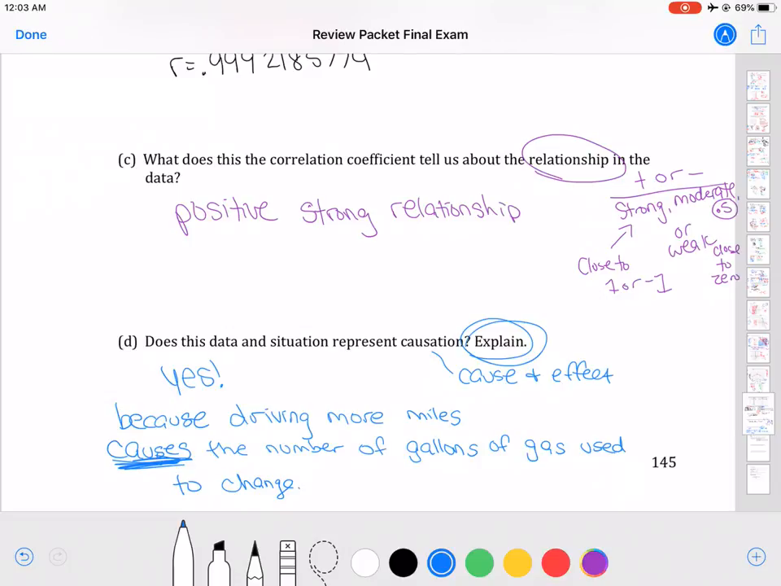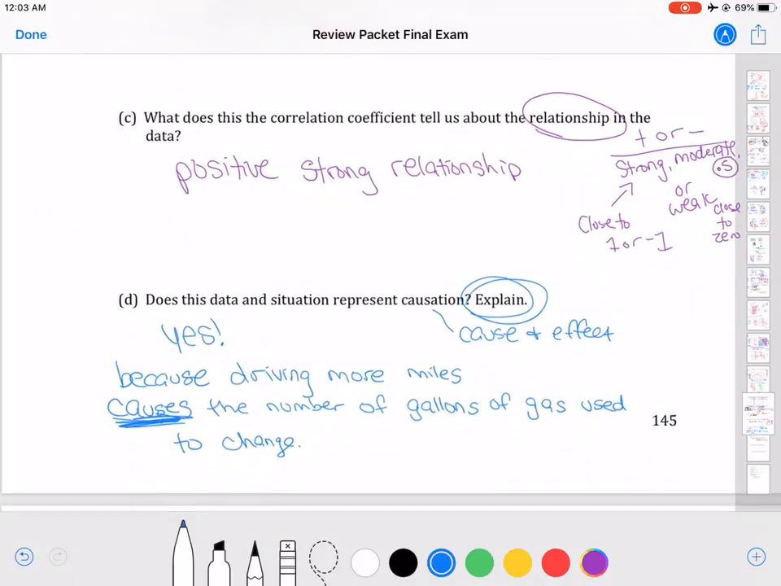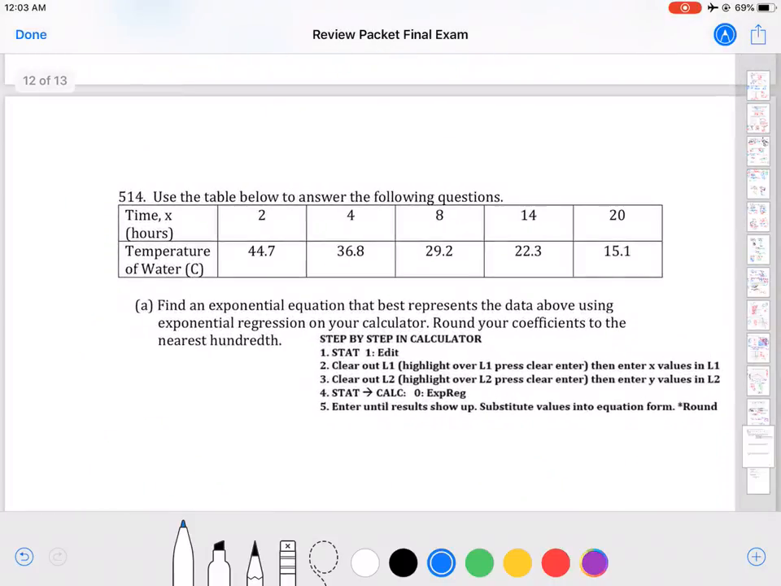An example that we used in class that was not causation but did have a relationship was age and height. As you get older, generally your height increases as well, but it doesn't cause it to happen. You don't have a birthday and then grow a couple inches immediately. They don't have a cause and effect relationship.